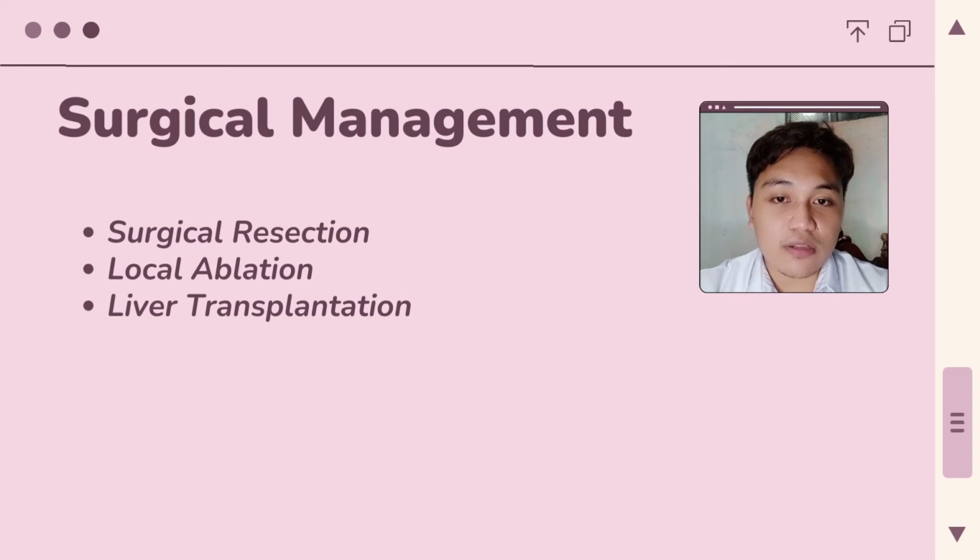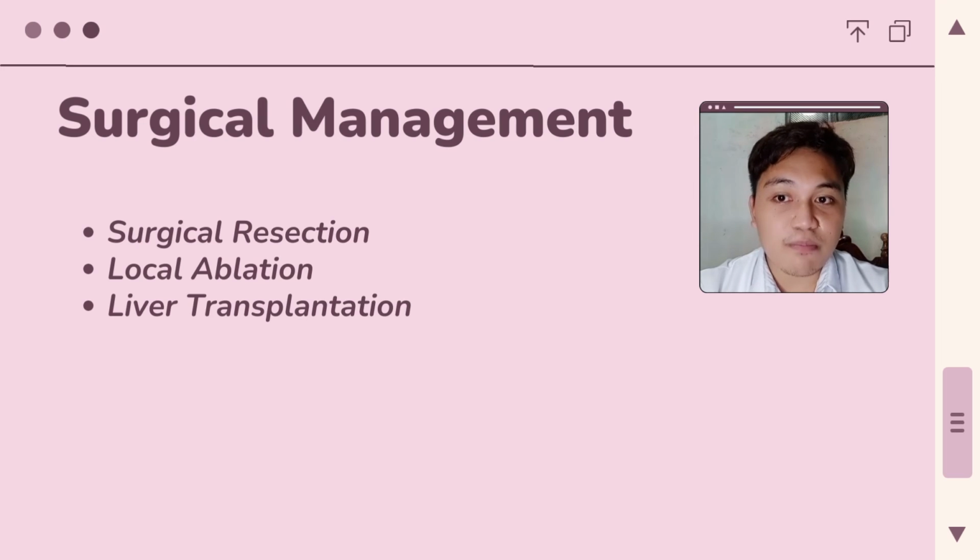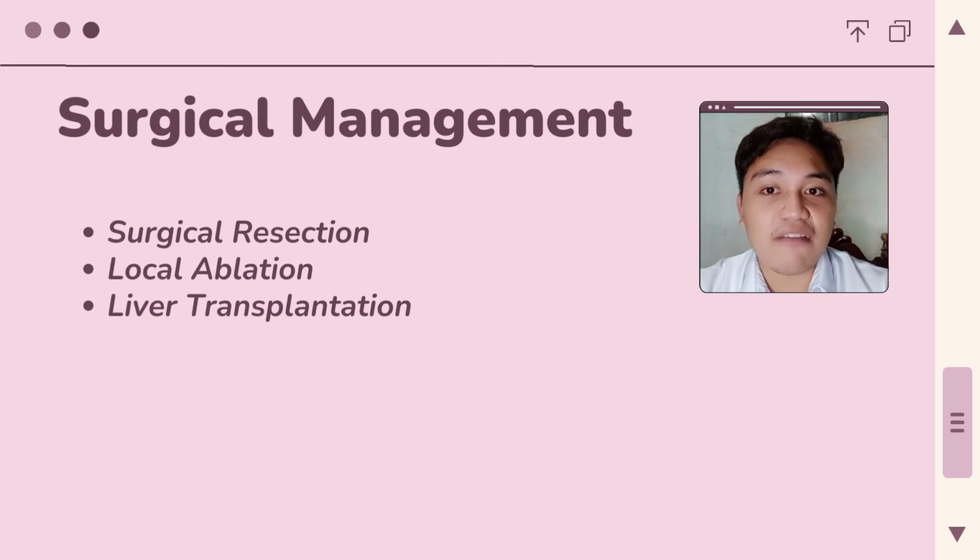Lastly is liver transplantation, wherein this treatment involves removing the liver and replacing it with a healthy donor organ. Liver transplantation offers good patient outcomes. Candidates with liver cancer meet stringent selection criteria, including having small, early-stage lesions.